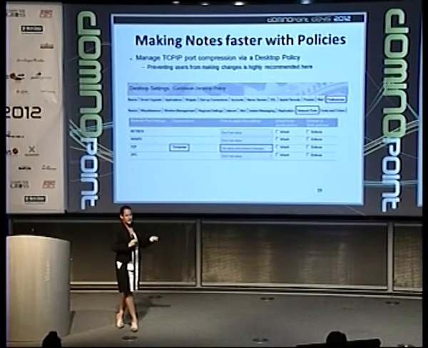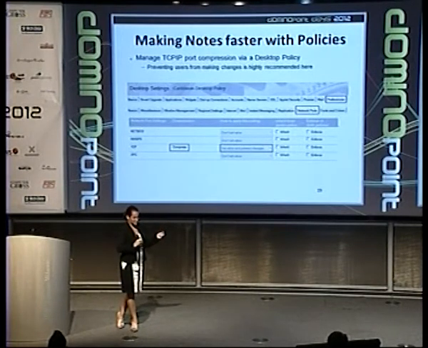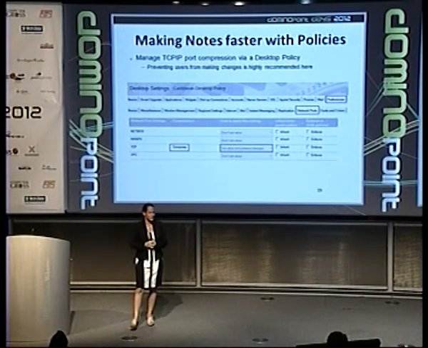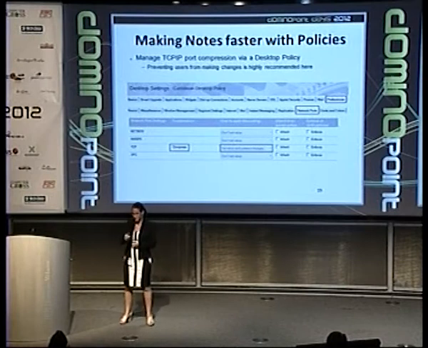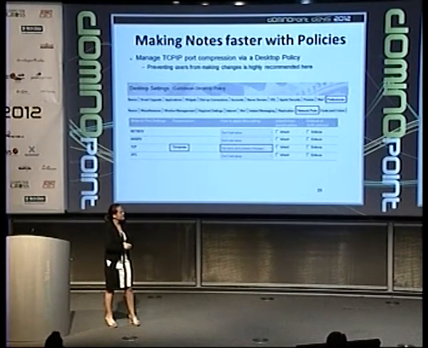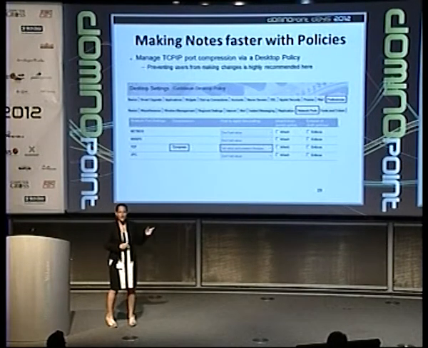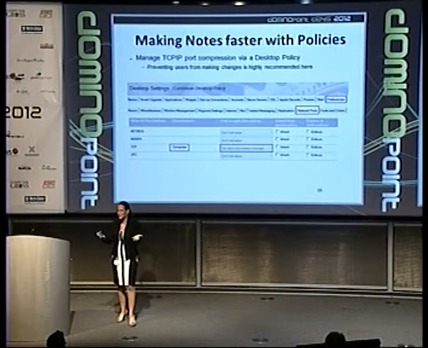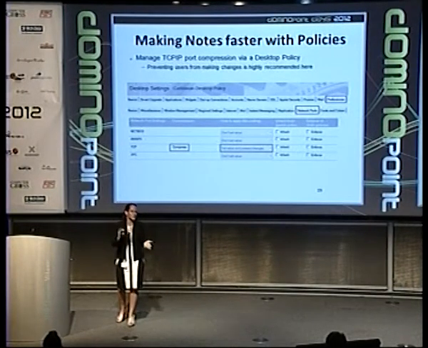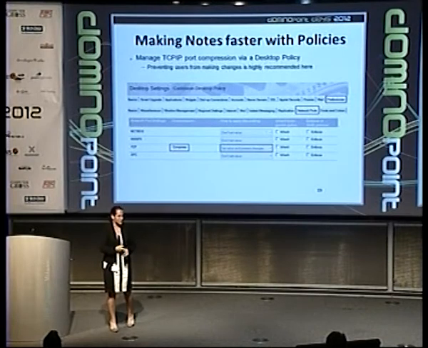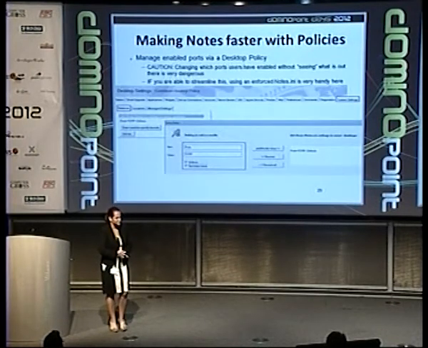So there's a desktop settings policy that you can use to compress your TCP traffic. And I highly recommend when you're setting something this important that you set the value and prevent changes. You know what your users do. They click on stuff, they delete, they change. They don't know what they're doing. So if it's something that important, turn it on and lock it down.